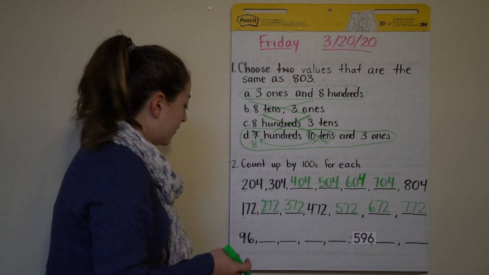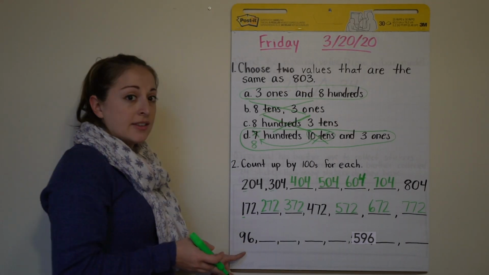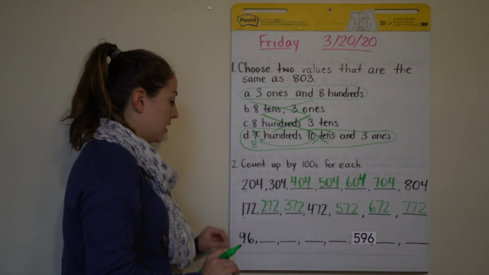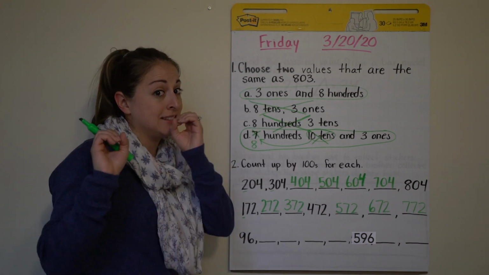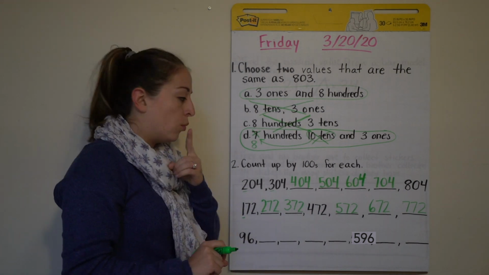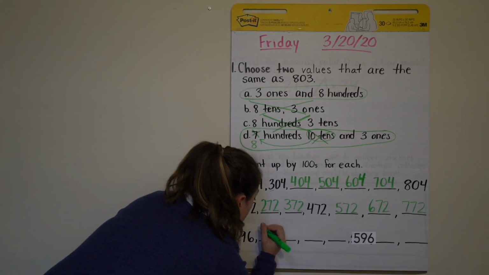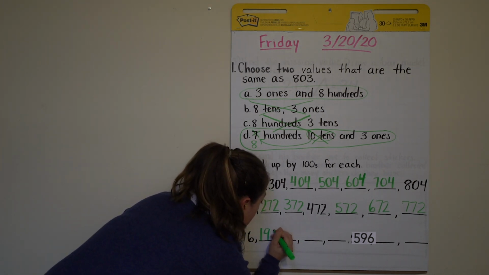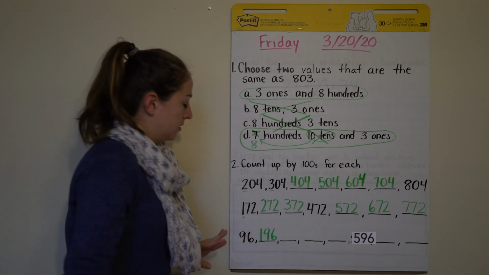All right, so hopefully when you added that 100, you kept the tens and the ones the same. So if we add 100, since we had 0 hundreds, we're gonna have 100 here, and then the 96 will stay the same. So 196.